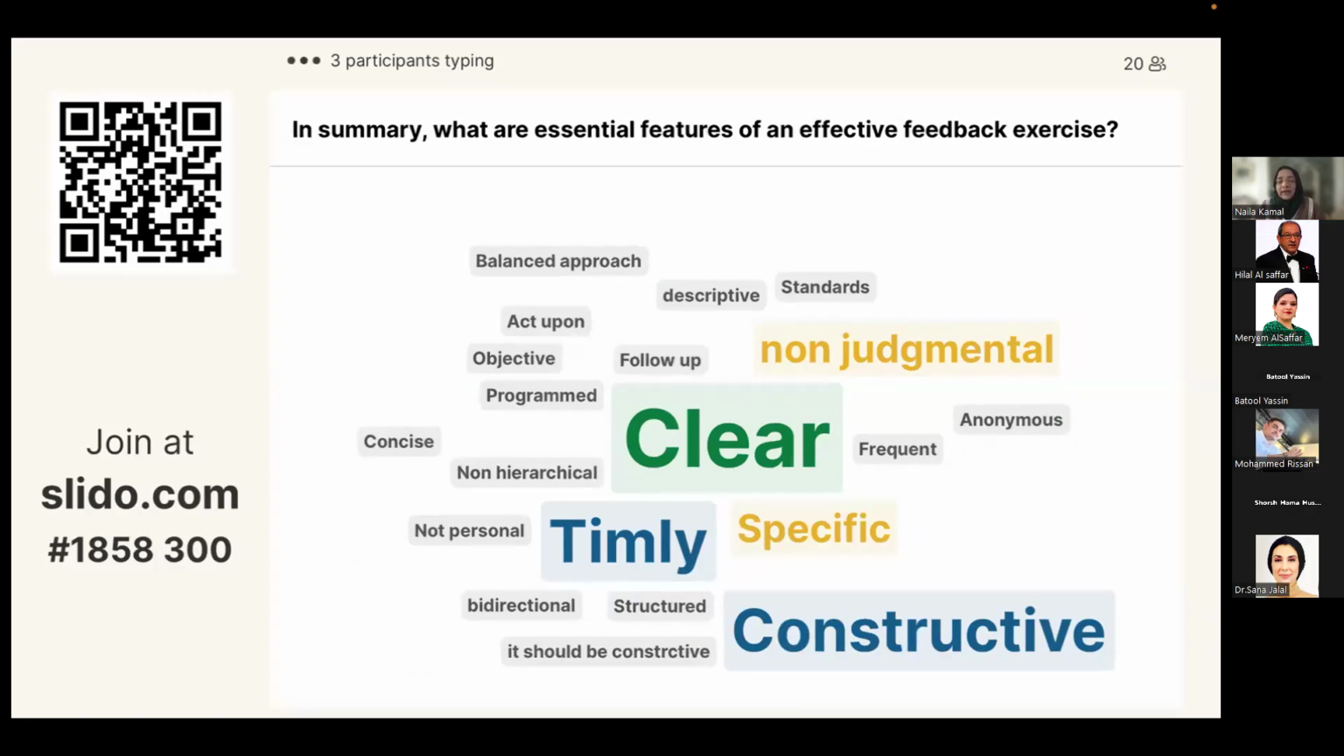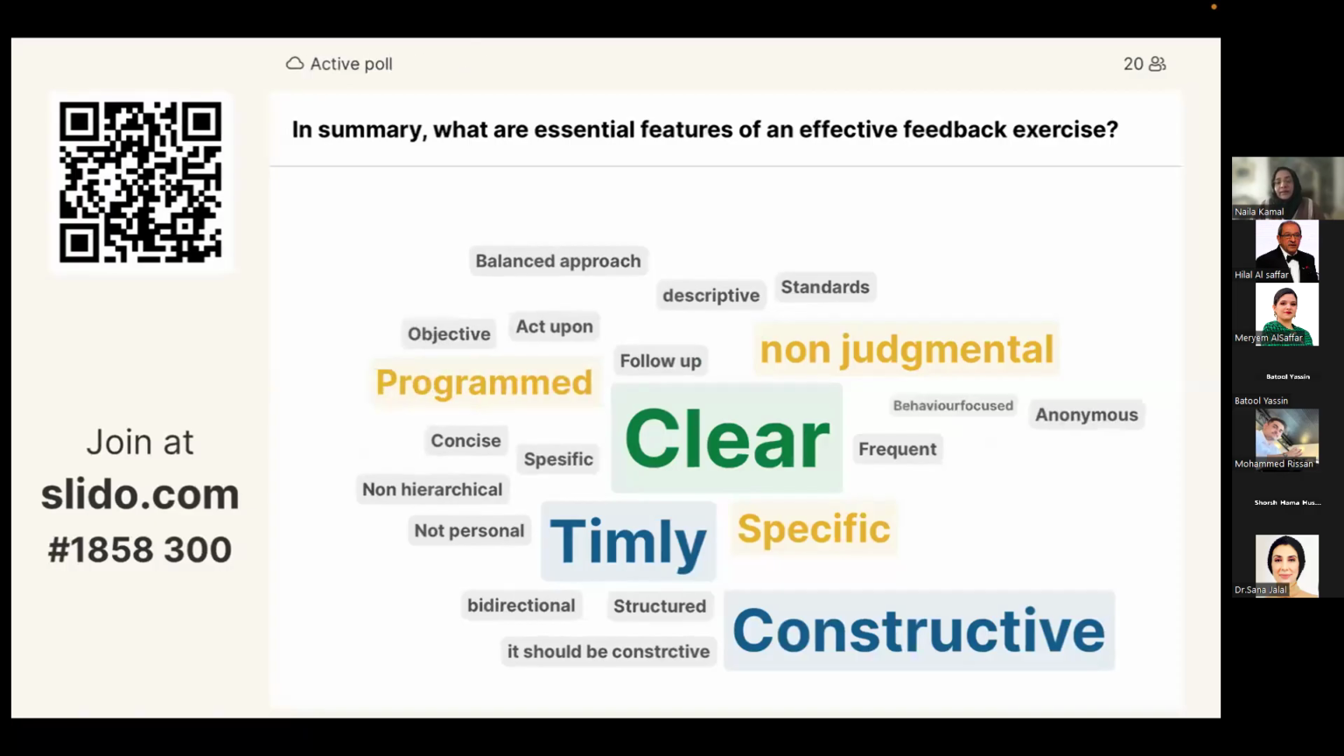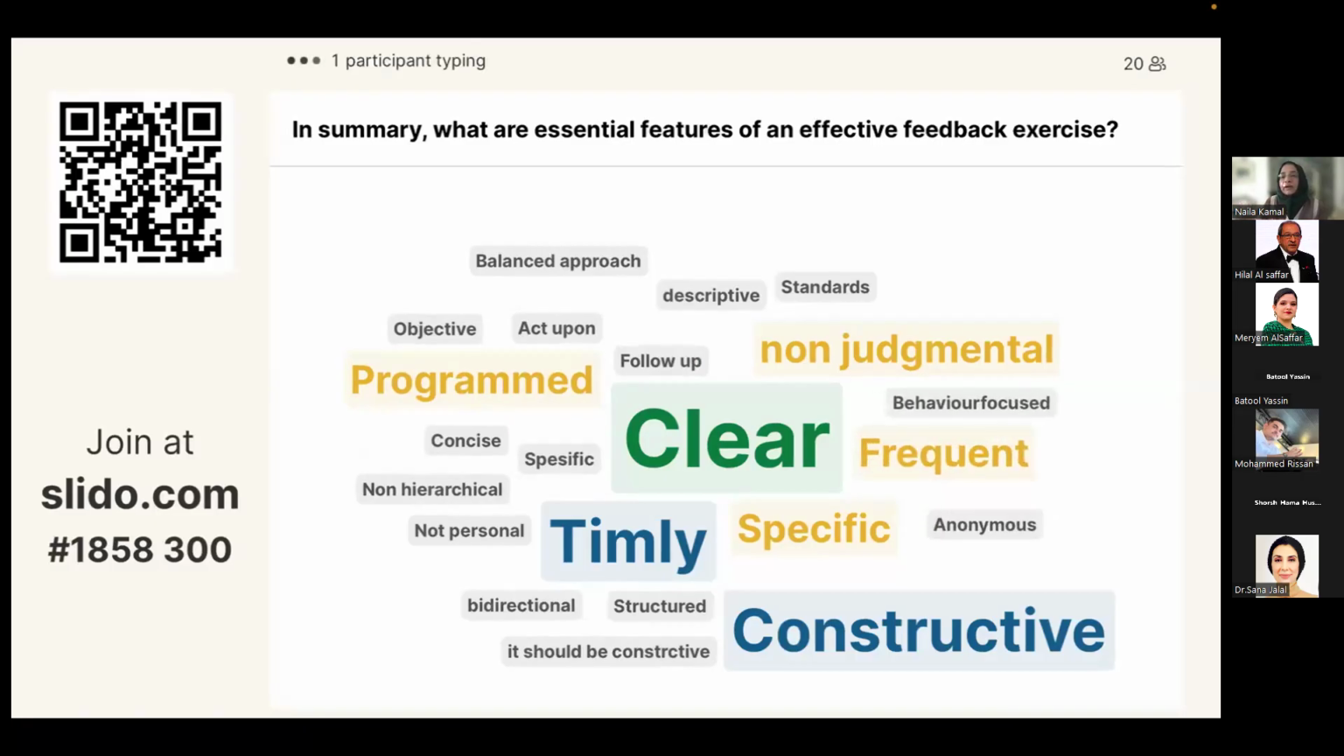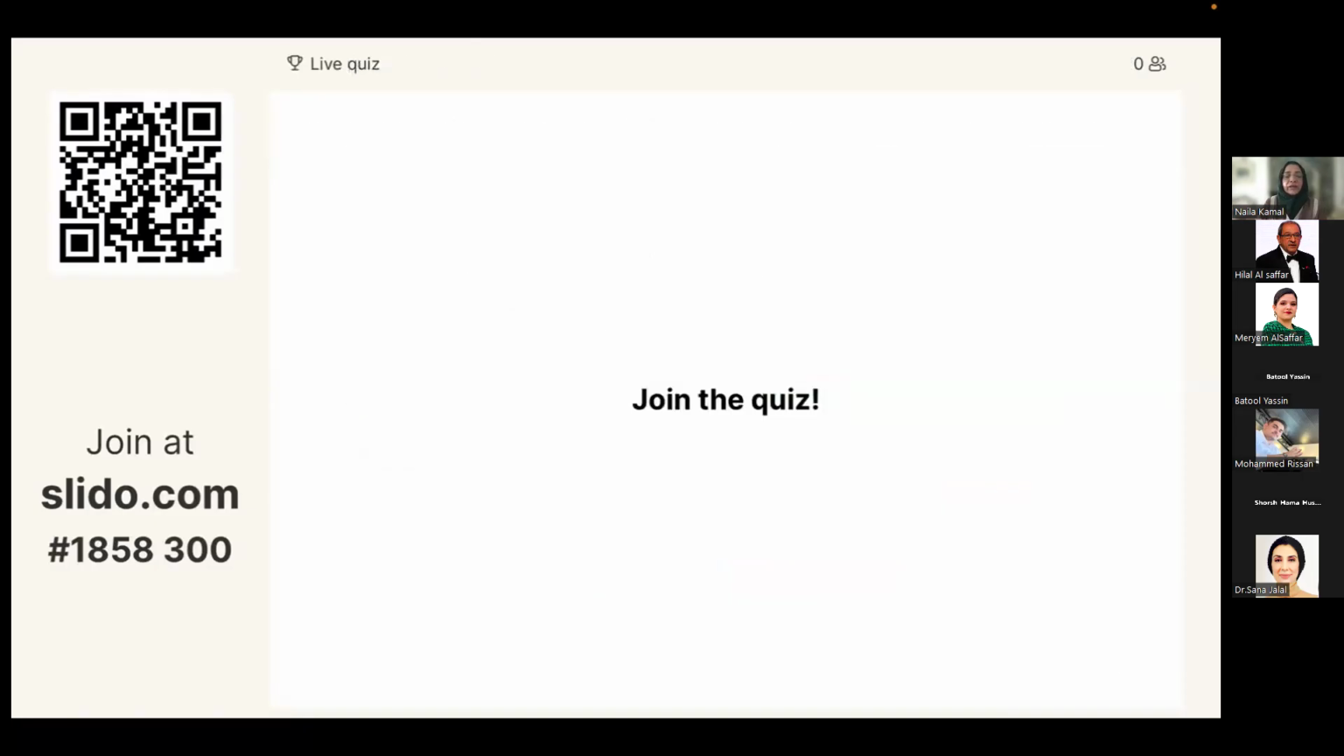Non-hierarchical, yes. Balanced approach, balance, yeah, that is why you say good things or you highlight what has been done. Yes. Program, so it's part of an educational program. It needs to be specific, yes. And the SMART objectives like you've made, whatever you are saying with your action plan needs to come out as SMART. Very good.